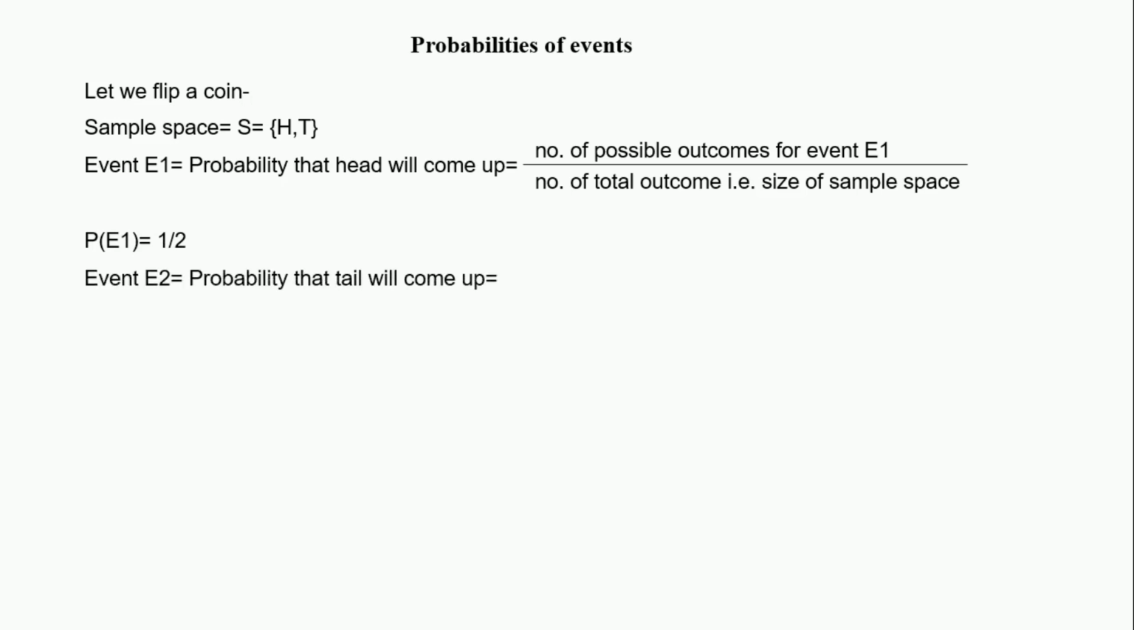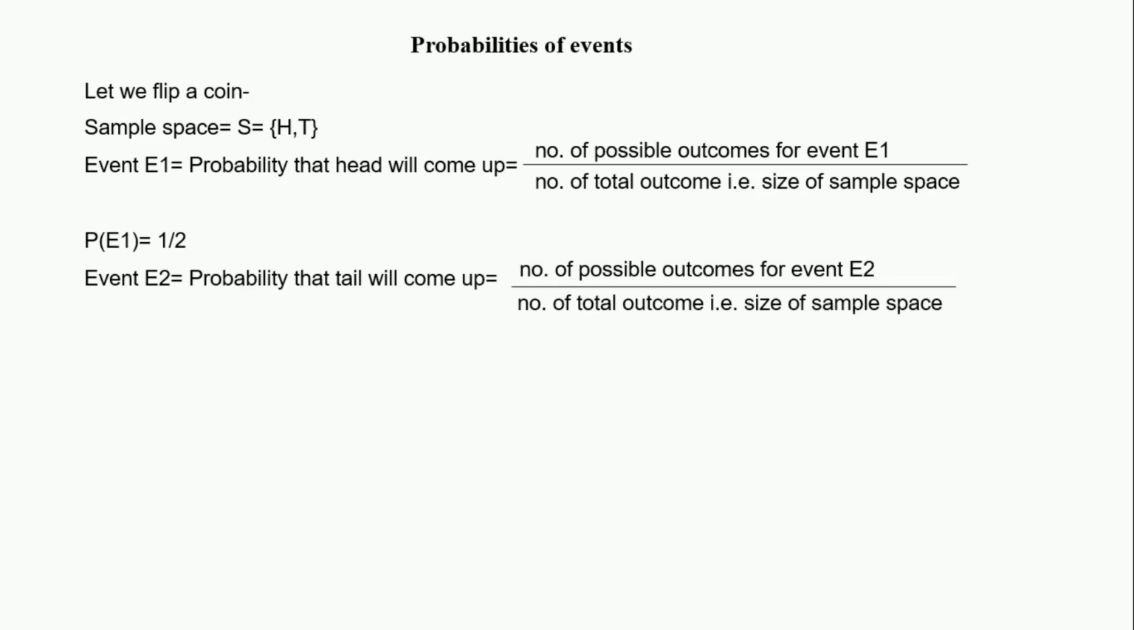Similarly, for the probability that tail will come up, we use the same formula, and when we flip the single coin, the number of possible outcomes for this event, that tail will come, is 1. That's why the probability of E2 is 1 by 2. The probability of the sample space, for this example, is 2 by 2. Sample space means the entire thing, either head can come or tail can come. That's why the total possible outcomes equal 2 for this event, and upon the size of the sample space, which is 2.